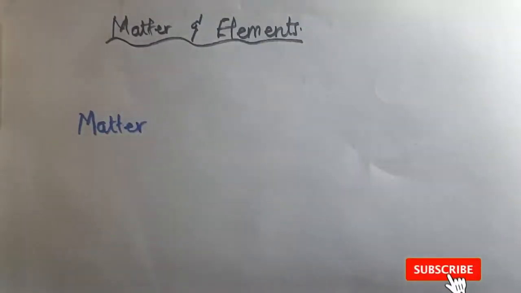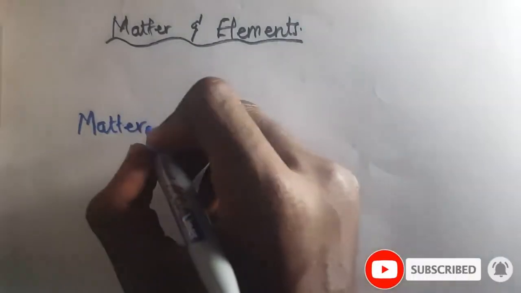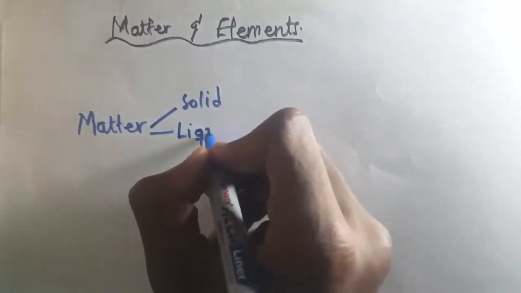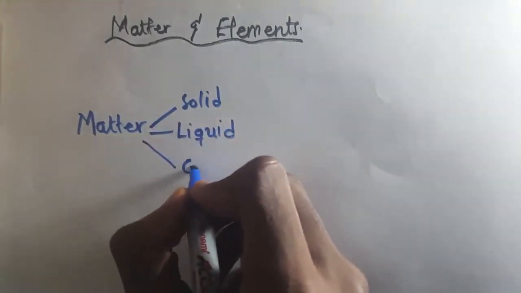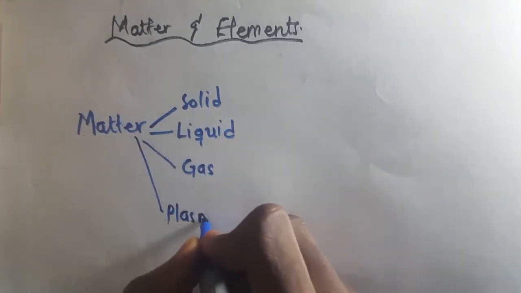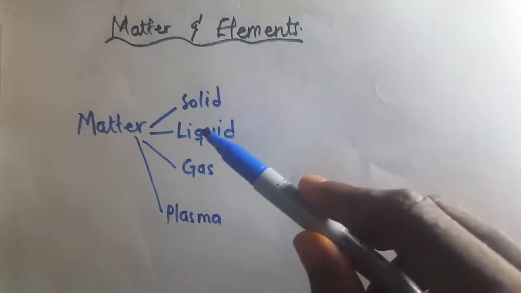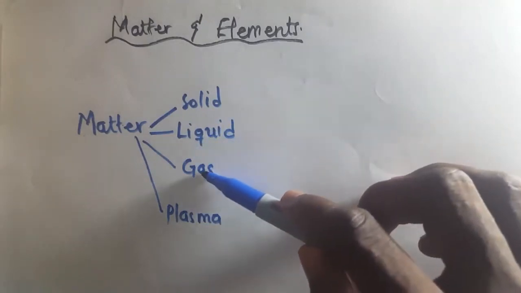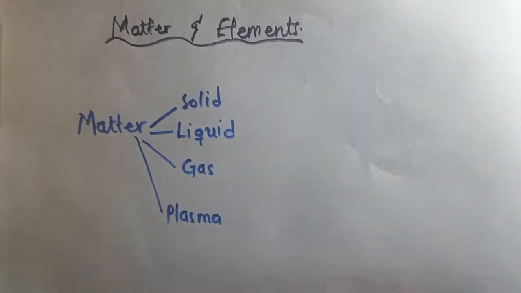We all know that matter is anything that has weight and occupies space. We have matter as solid, liquid, gas, and there is a new one called plasma, which is not our main focus for today. We are just going to look at solid, liquid, and then gas. Now, every solid, every liquid, and every gas is made up of particles.